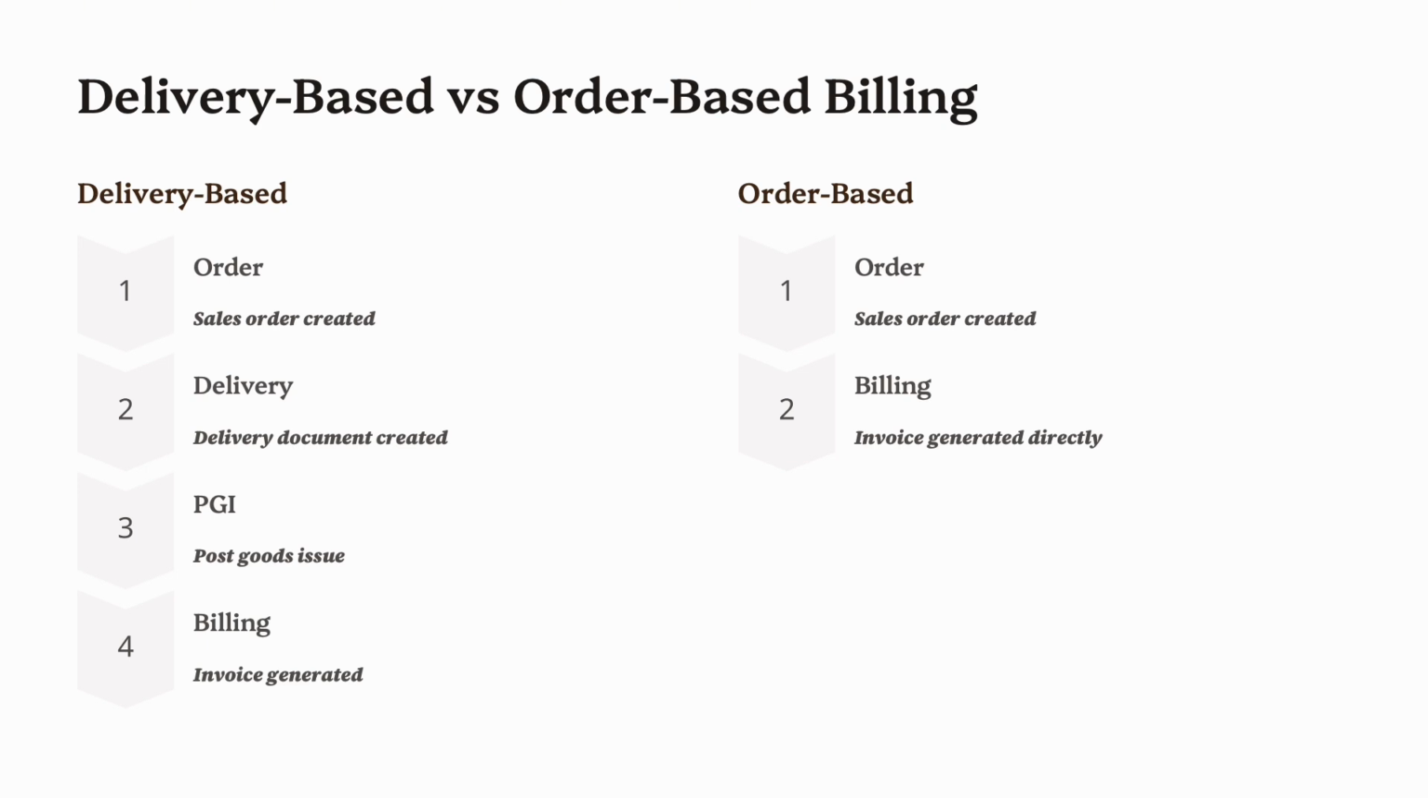2. Consolidated billing, multiple deliveries, one invoice. This scenario combines several deliveries into one single invoice. Example: customer receives 3 deliveries in the same week. Instead of sending 3 invoices, you send one combined invoice.